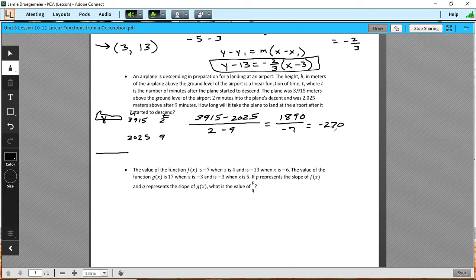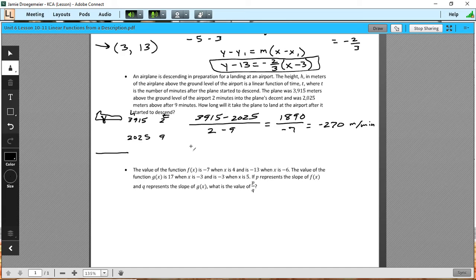And let's think about what that slope means. That means that our plane is descending 270 meters every minute. All right, we want to know how long is it going to take the plane to land after it started to descend. Well, so we still have 20:25 left to go.